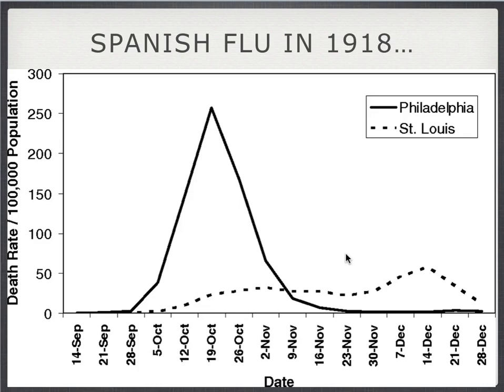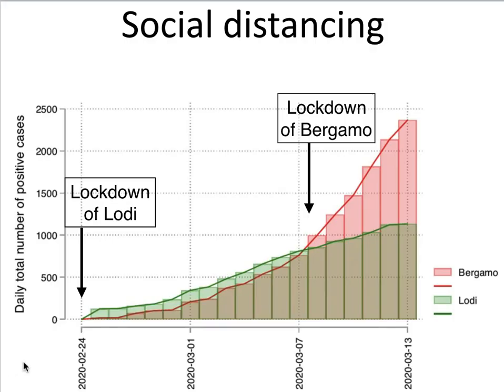So both these cities noticed that the number of flu cases were increasing, and St. Louis decided that all big mass gatherings were prohibited to prevent spread of the disease, but Philadelphia allowed a big parade to continue, and that led to a big spike in cases, whereas St. Louis managed to contain the disease pretty well. Here, another example of the fact that social distancing actually works.